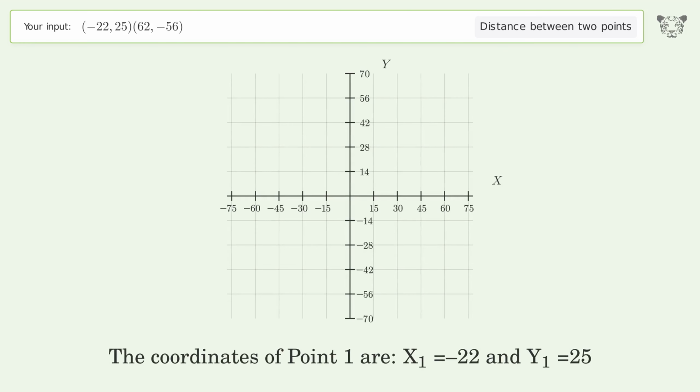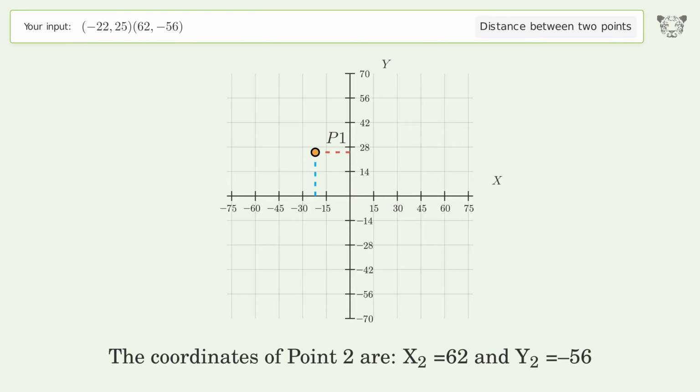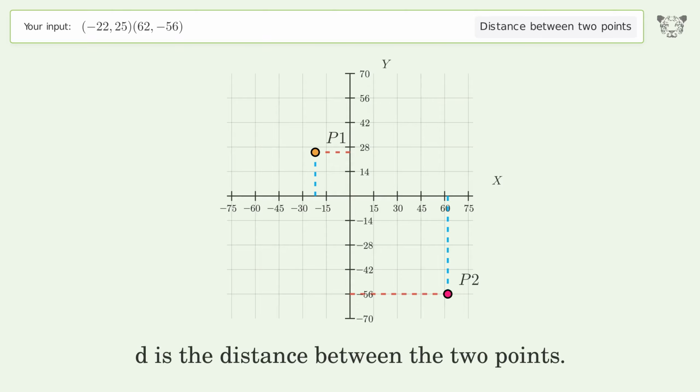The coordinates of point 1 are x1 equals -22 and y1 equals 25. The coordinates of point 2 are x2 equals 62 and y2 equals -56. D is the distance between the 2 points.